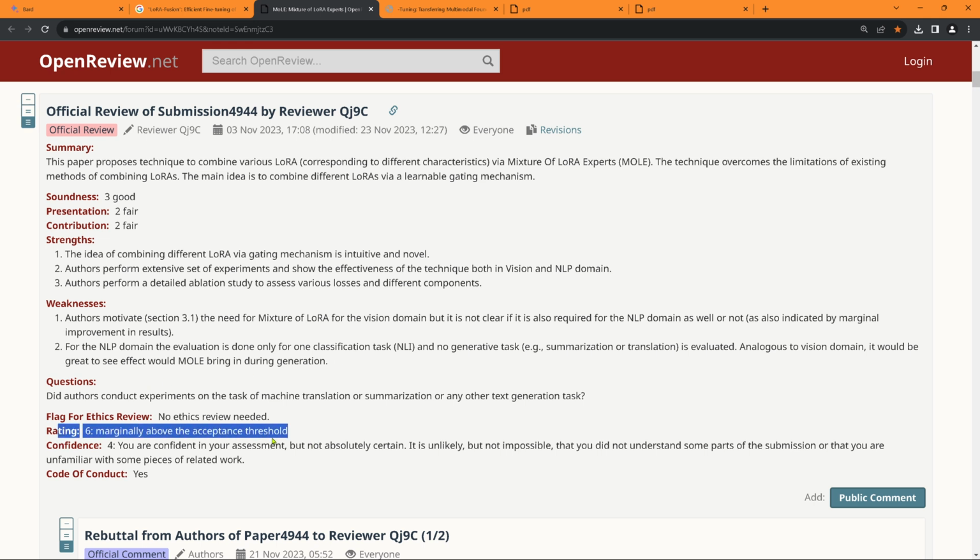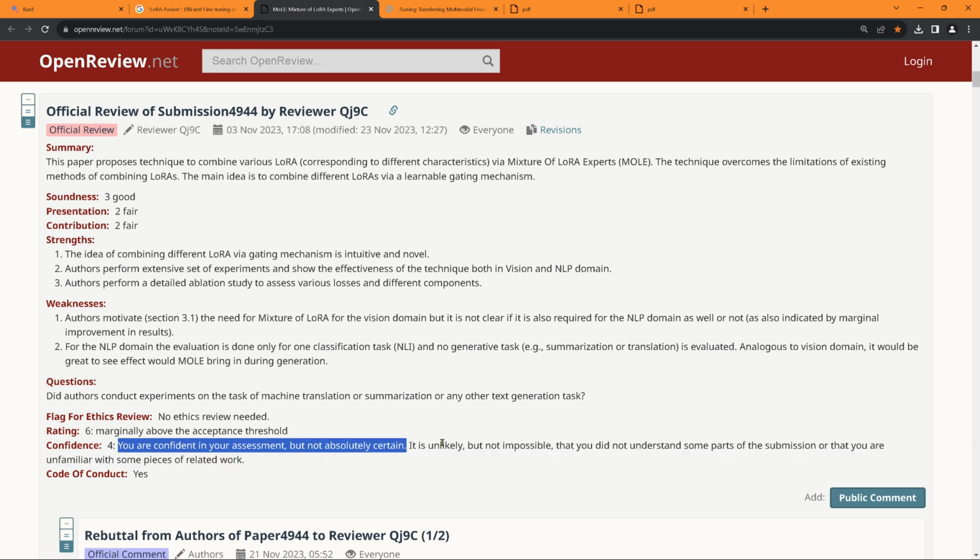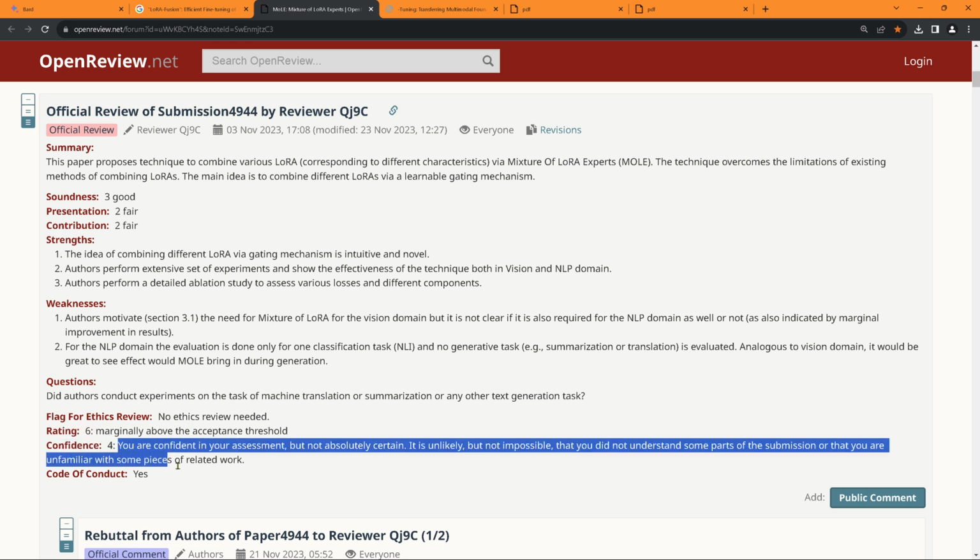For example, here 6, marginally above the accepted threshold, and the confidence. And this reviewer said, hey, I'm at level 4. This means you're confident in your assessment, but you're absolutely not certain. It is unlikely but not impossible that you as a reviewer did not understand some parts of the submission and that you are unfamiliar with some pieces of the related work.